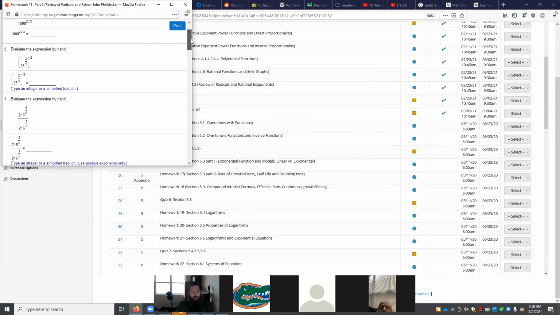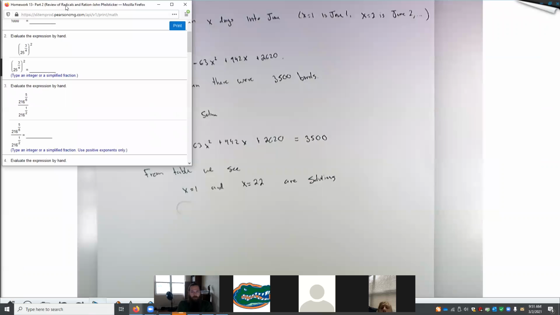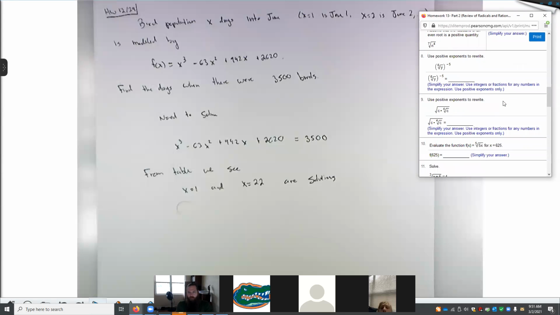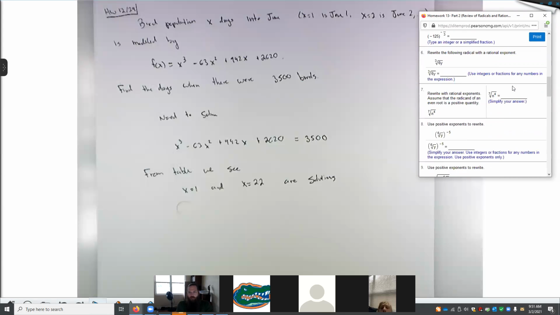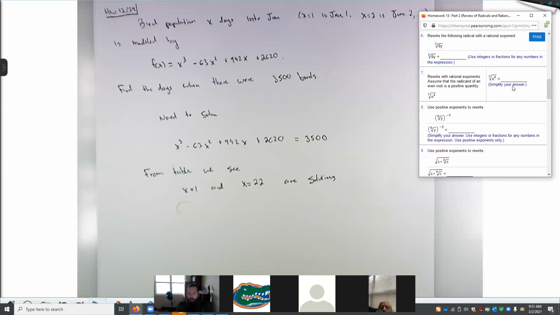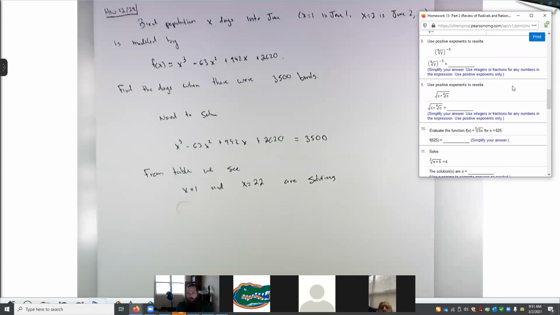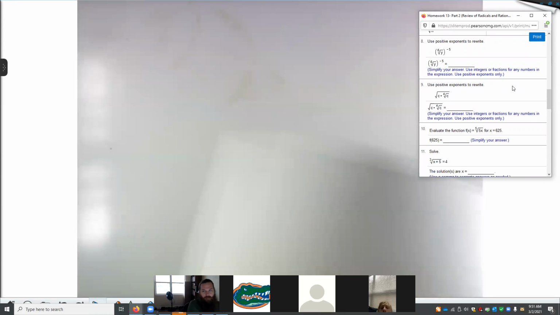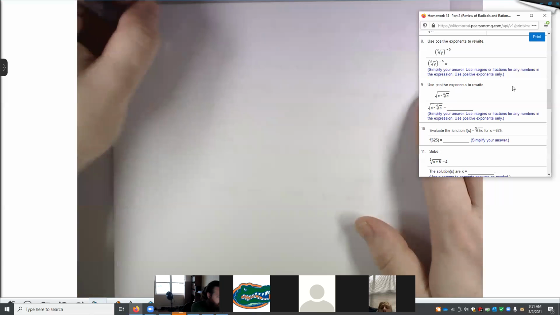Depending on the last math class you took, this may be entirely review, or it may be something you haven't seen or haven't seen in a while. They want us to use positive exponents to rewrite this expression. Let's just dive in. The good news is there aren't any negative exponents here to worry about. We just need to figure out how to write this.